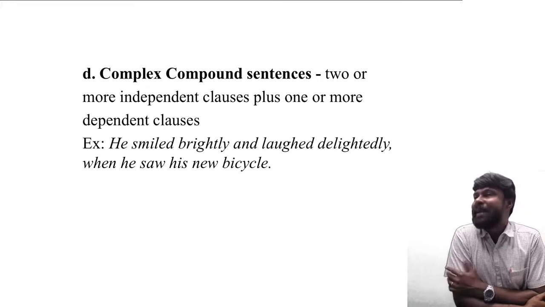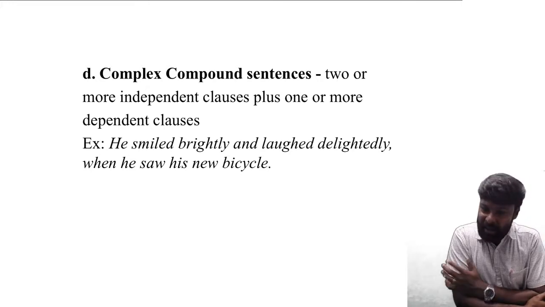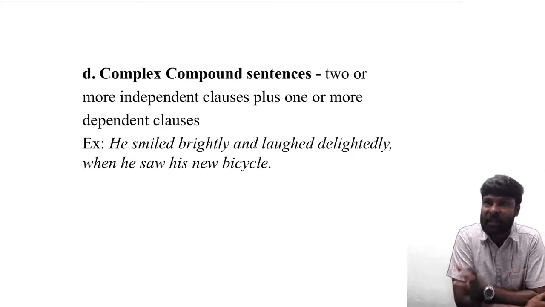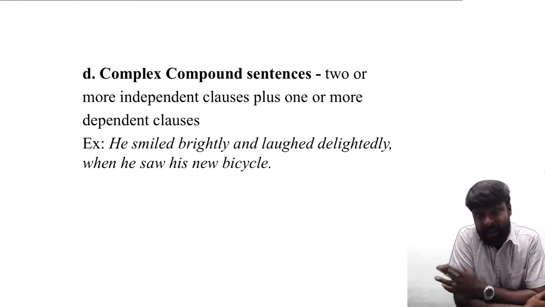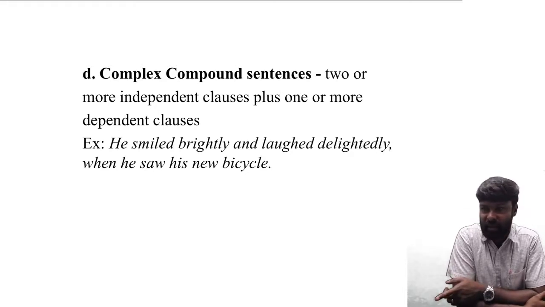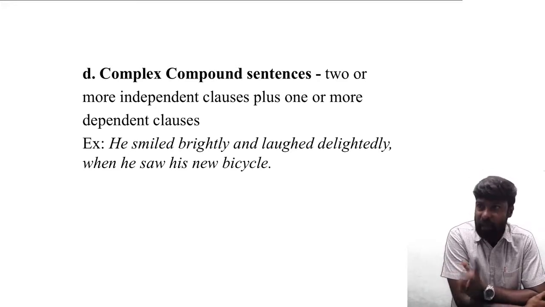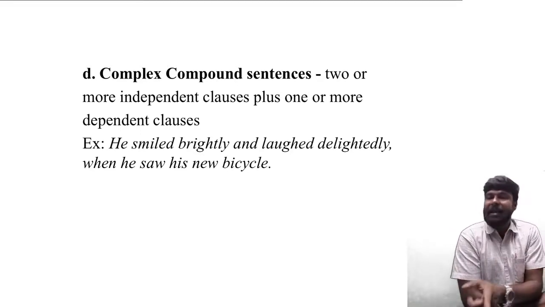He smiled brightly. He laughed delightedly. He saw his new bicycle. Right? Now look at this. He smiled brightly. When you utter this sentence, you understand that this is complete. How did he smile? Brightly. Second one, he laughed delightedly. How did he laugh? Delightedly. And then when he saw his new bicycle is one subordinating clause.